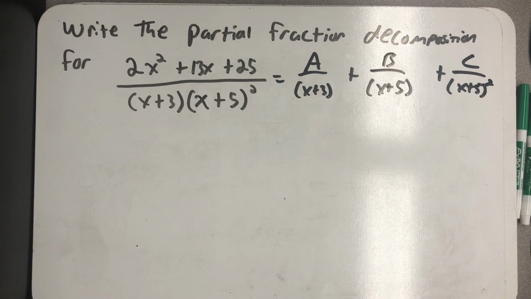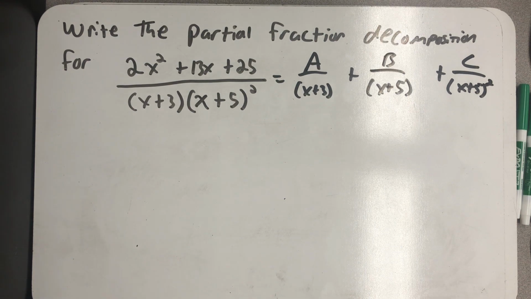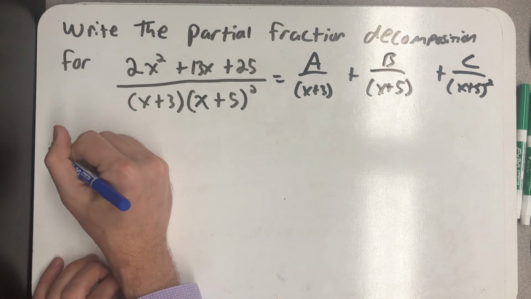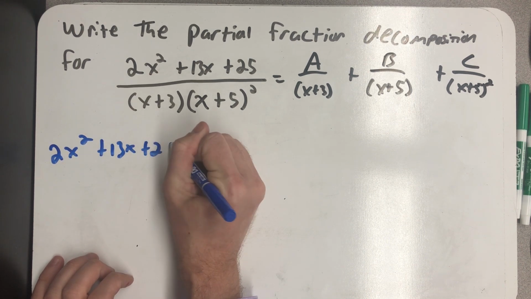But now I can just multiply both sides by the denominator and then set equal the coefficients of my polynomial. So let's do that. If I multiply this side by the denominator, I would just get 2x cubed plus 13x plus 25.